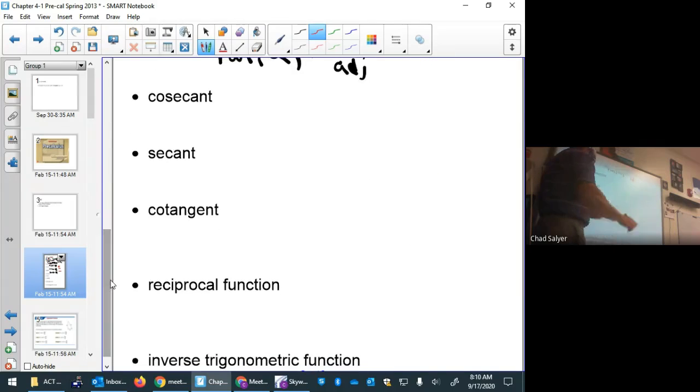So the three that follow, these are called the reciprocal trig functions. Not to be confused with the inverse trig functions.